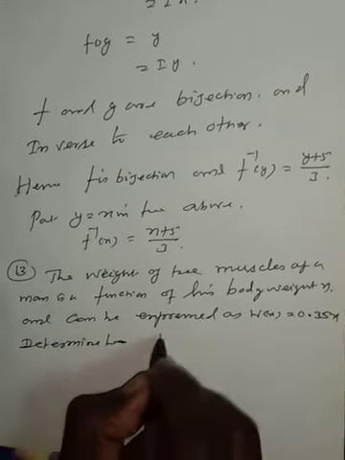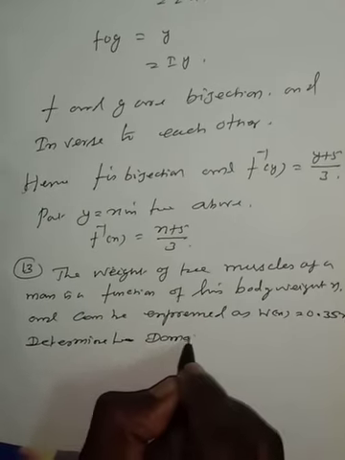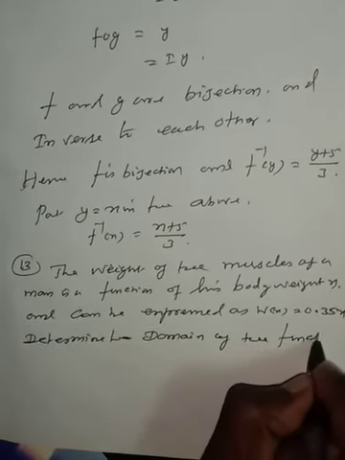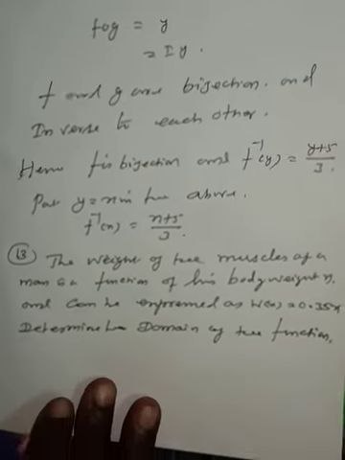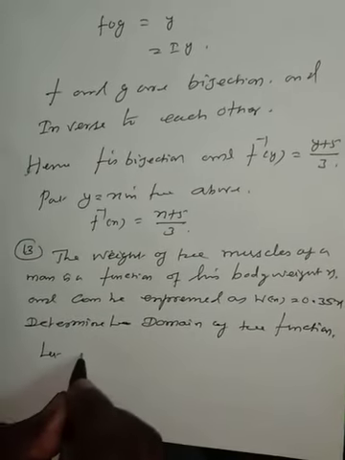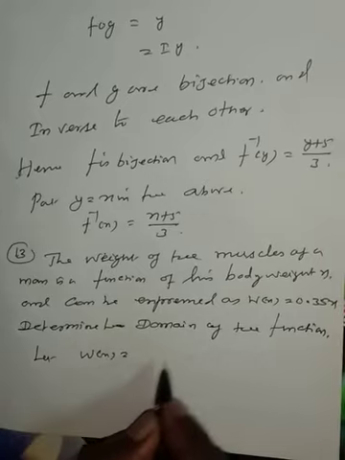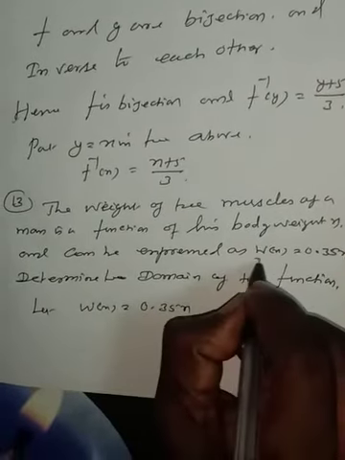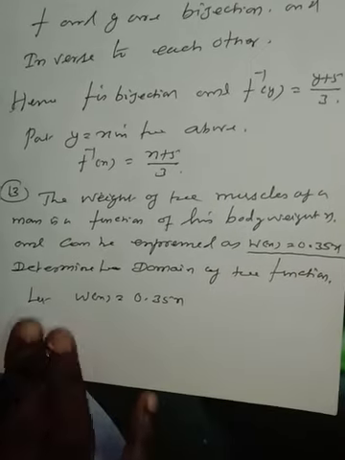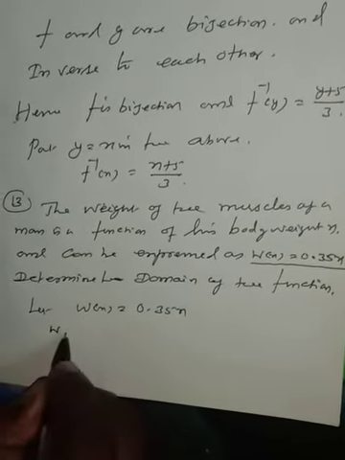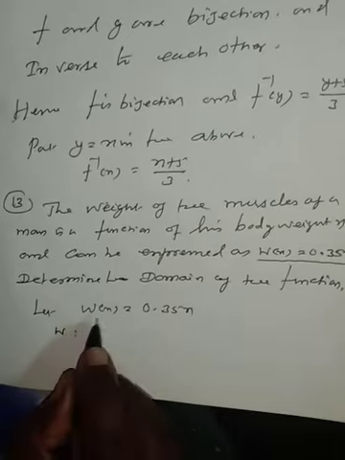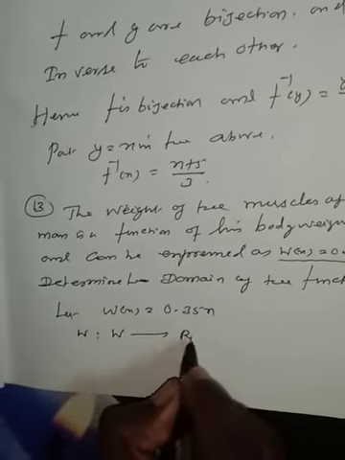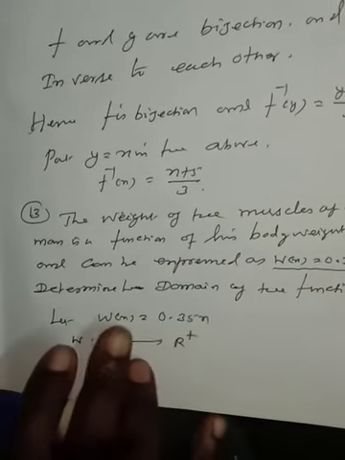Determine the domain of the function w of x is equal to 0.35x. So w is a function from R plus to R plus. R plus means except negative numbers and zero.